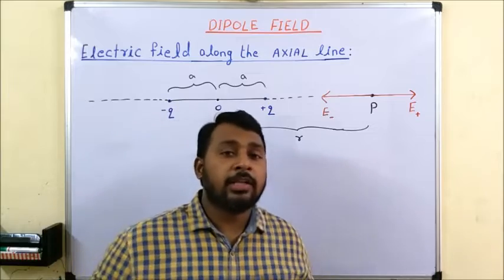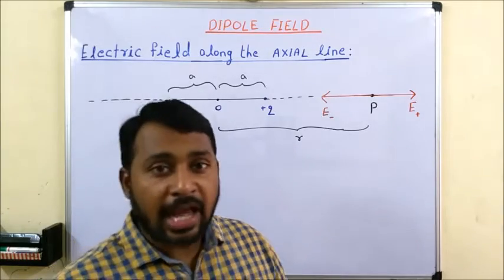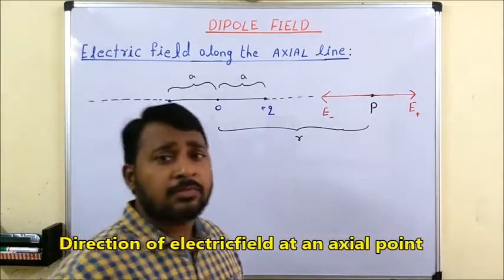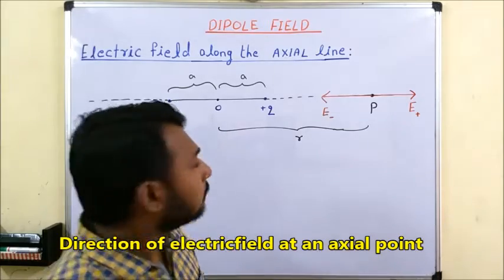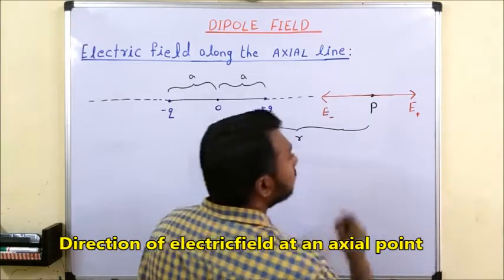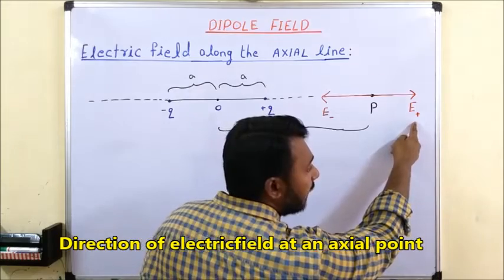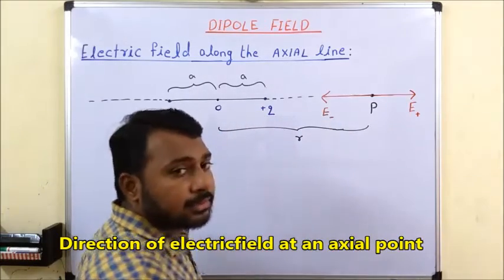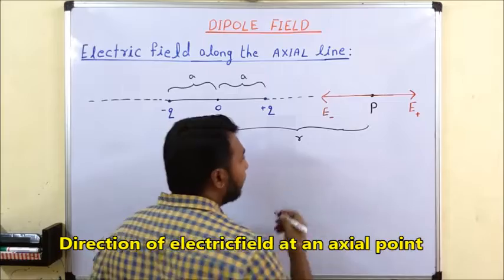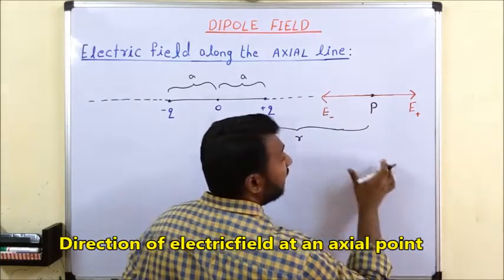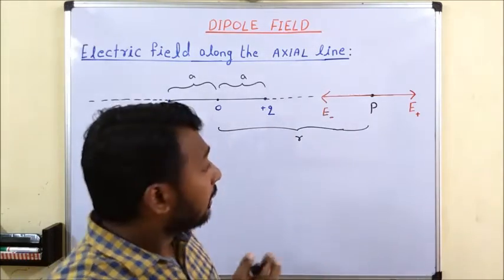Now we have calculated the net electric field Ex. What will be the direction of this net electric field? Come to this point P. Look at this. One is E plus and the other one is E minus. So in this case, it's clear that the net electric field will be along the direction of the strongest.